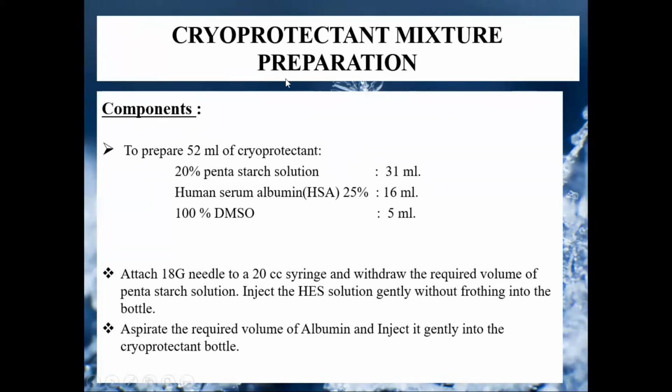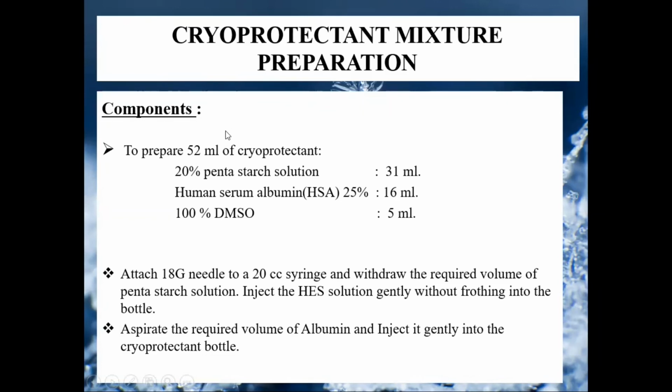Understood? So if you're preparing 104 ml of cryoprotectant, how will you calculate? It has to be all doubled. So if we're preparing 52 ml, and you are having 50 ml of stem cells in your mother bag, you're preparing an equivalent amount of cryoprotectant, like you're preparing 50 ml of cryoprotectant. Understood?